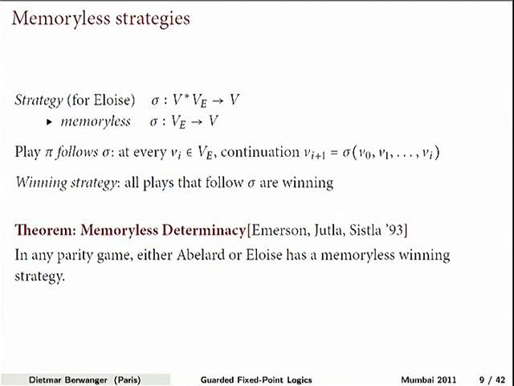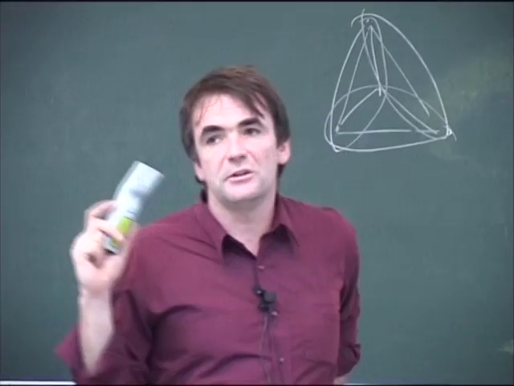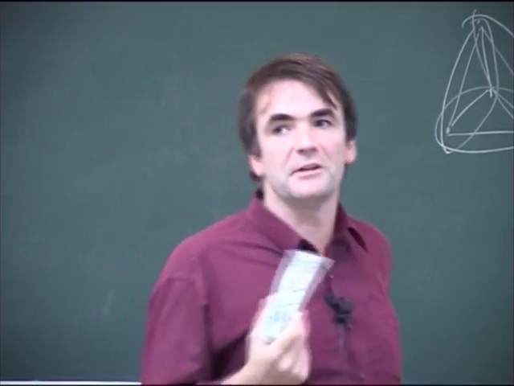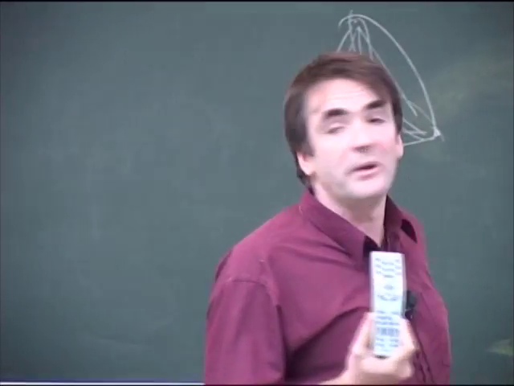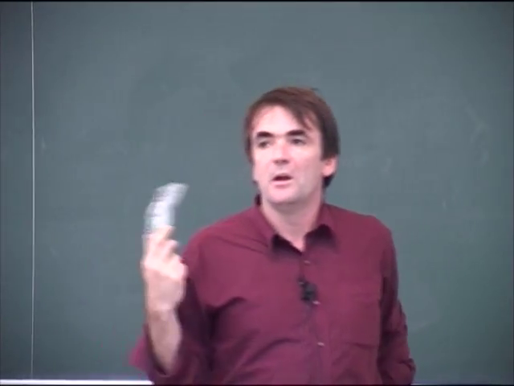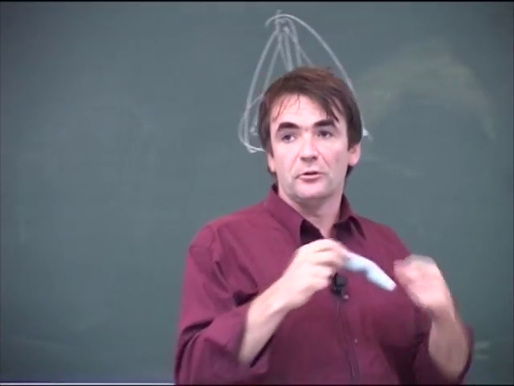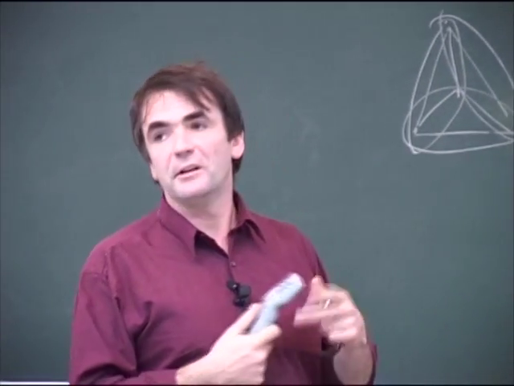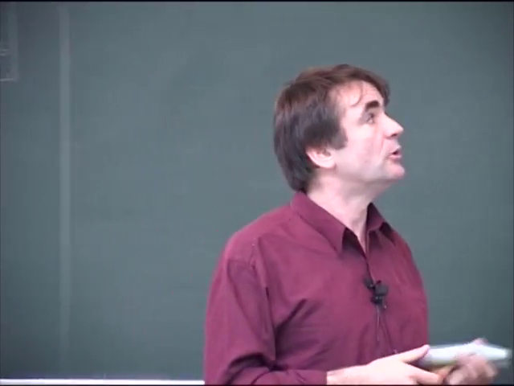In such kind of games, a strategy for one of the players would be a function that tells for a given prefix how to continue. And here we are talking mostly about memory-less strategies. These are functions that just tell you at one node which successor to choose. So with a memory-less strategy, you can also play. You may not be able to win. Following a strategy means that whenever you are asked to move, you look at your current node and you apply your strategy to choose your successor. And a winning strategy is one that guarantees that you will win all the plays if you follow it.